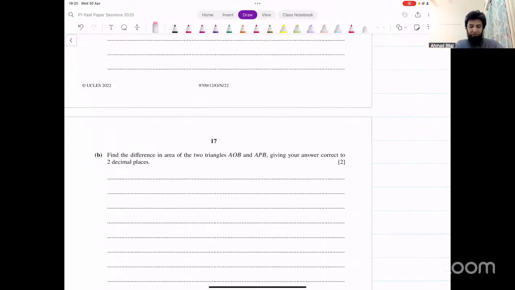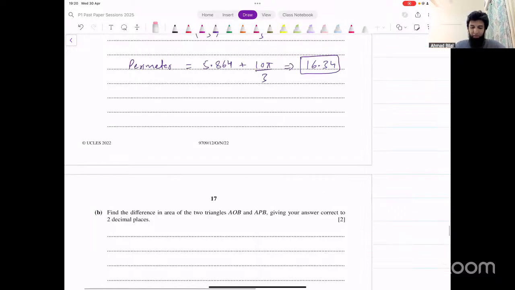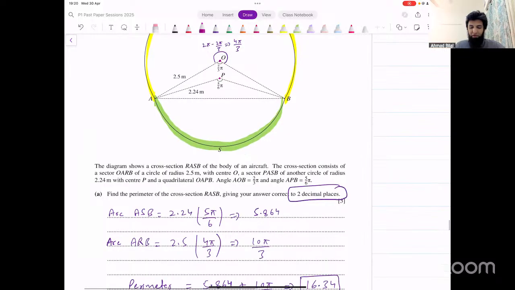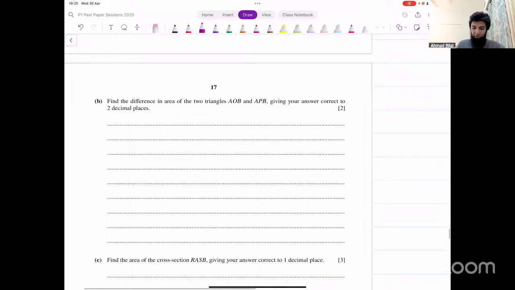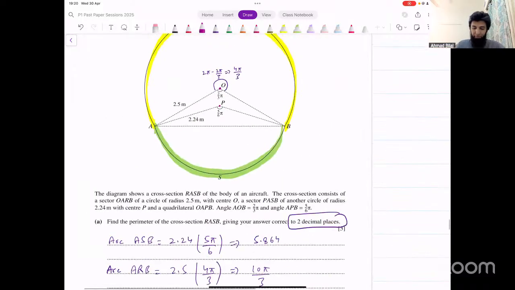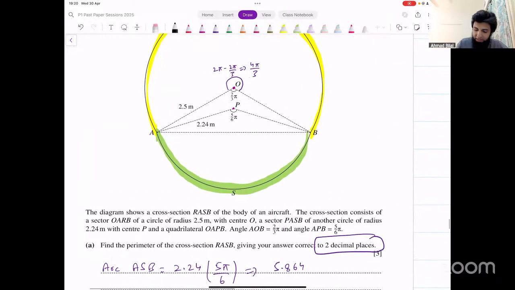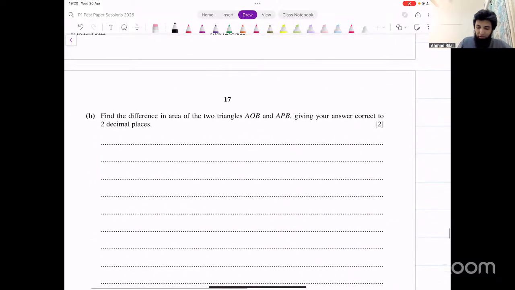Now it says find the difference in area of the two triangles AOB and APB, giving an answer correct to 2 decimal places. We want to find the difference between these two triangles. How do you do that? We can use half ab sine C, right? We have these lengths for both the triangles. This is 2.5 and this is 2.24. For both of them, we can use half ab sine C. So let's do that.